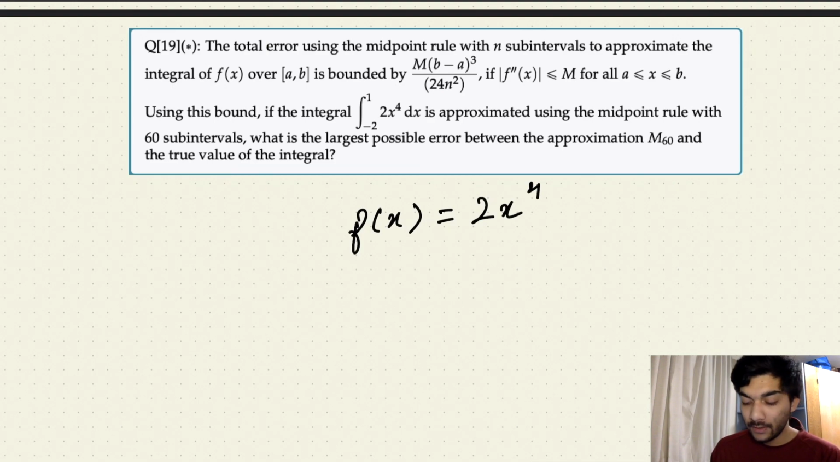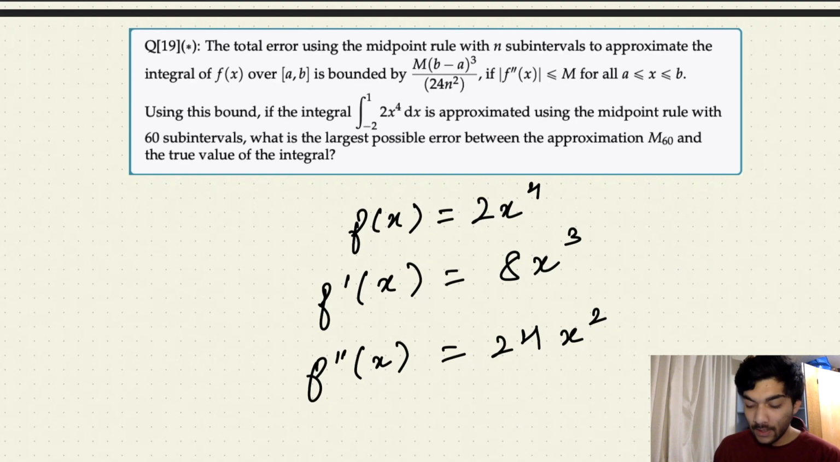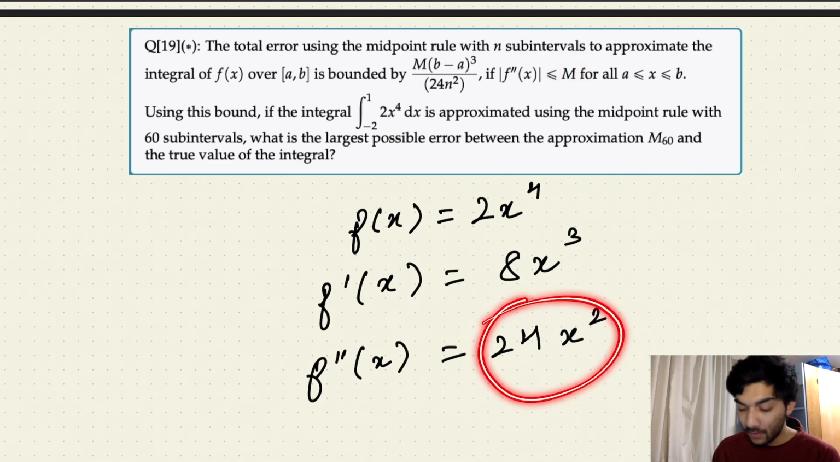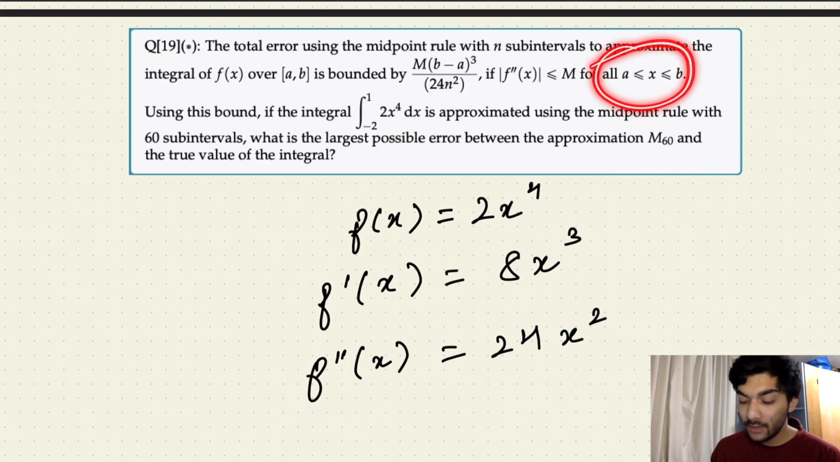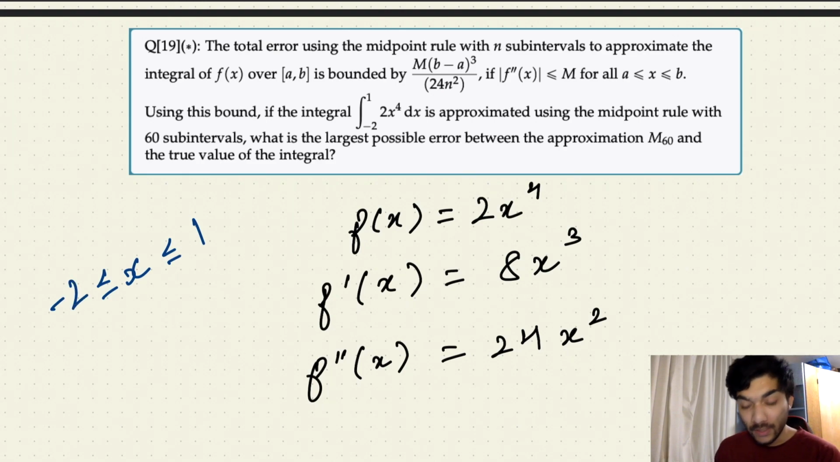Now in order to calculate the value of capital M, we'll first have to find the double derivative of f of x. The first derivative would be 8x cubed. Calculating the second derivative, it would be simply 24x squared, right? And now, we have to calculate the maximum value of this expression within the given interval. Since x varies from a to b, in our case a is -2, b is 1, so x is varying from -2 to 1.